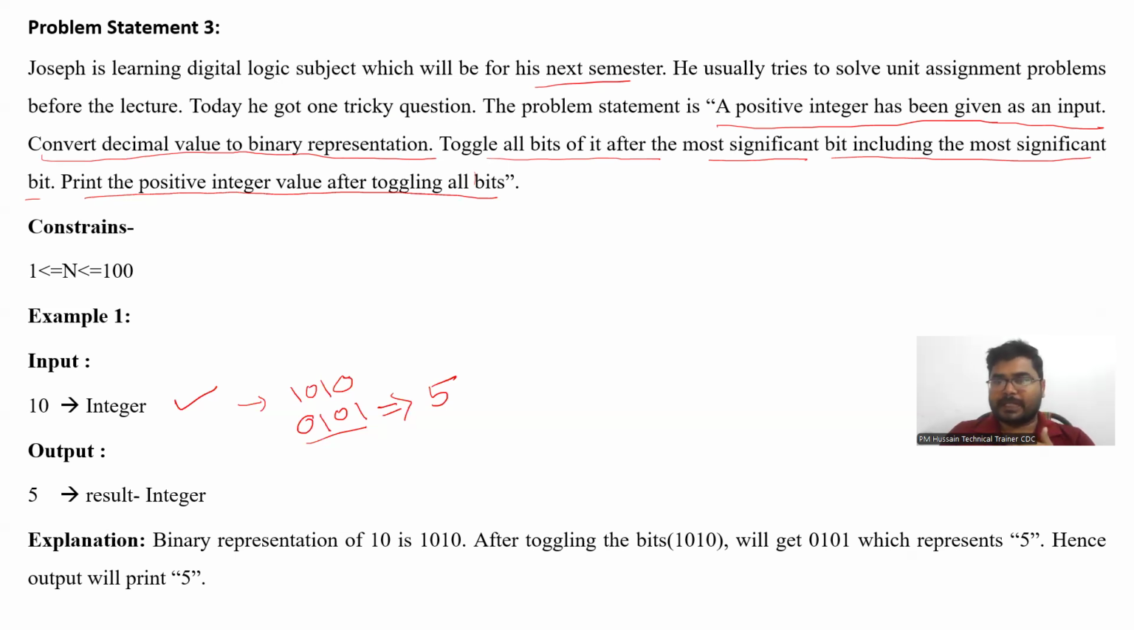I'm not going to explain this problem. I'm just showing how the questions will come in the TCS NQT. These are of easy level and medium level, but sometimes hard questions may also be given. Okay, at least one hard question will be given.